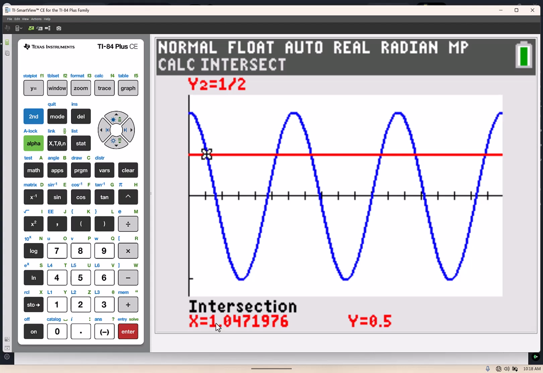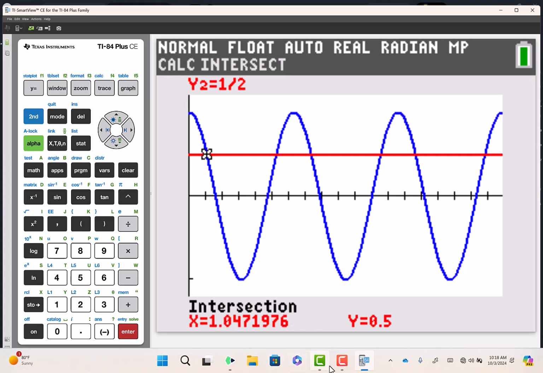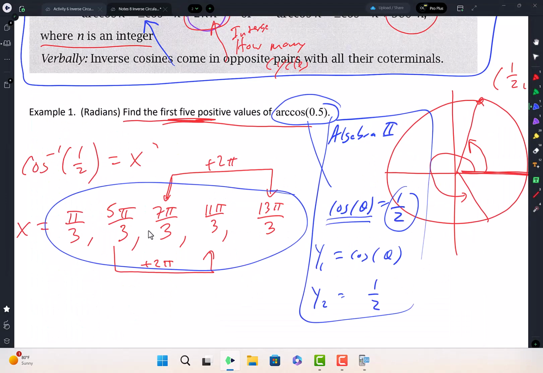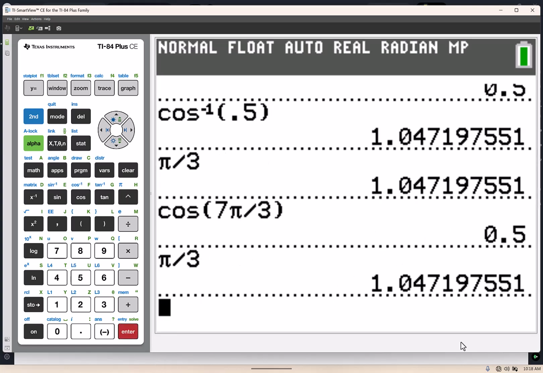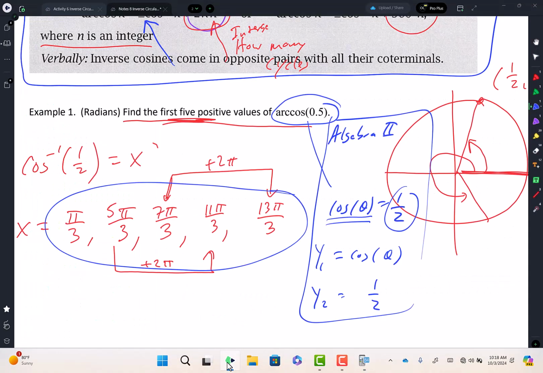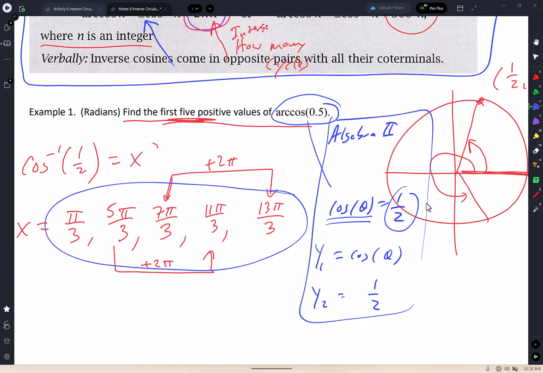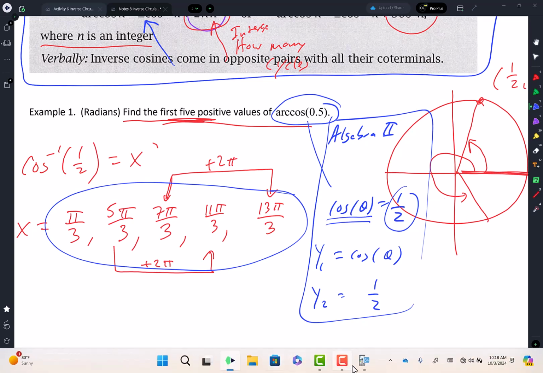You see that intersection, 1.04719776? That is pi over 3. Check it out. If you go to the home screen, I'll go to the home screen for you because you probably don't want to mess with it. Second, pi divided by 3. Oh, look, it's right there. 1.04719. See? So that second answer, the 5 pi over 3, that is this one down here. And I bet you that's that second answer.